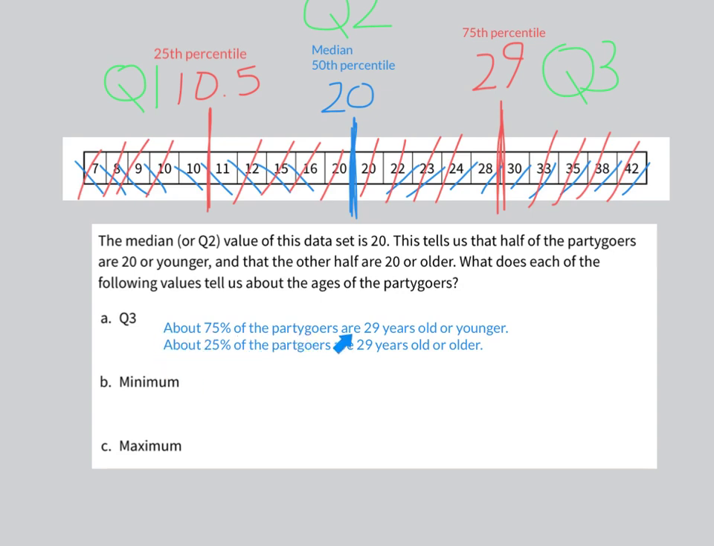About 75% of the partygoers, everybody below the 75th percentile, are 29 years or younger. About 25% of the partygoers, oops, typo there, partgoers instead of partygoers, are 29 years or older. That piece over there. Let's do that again for the minimum.